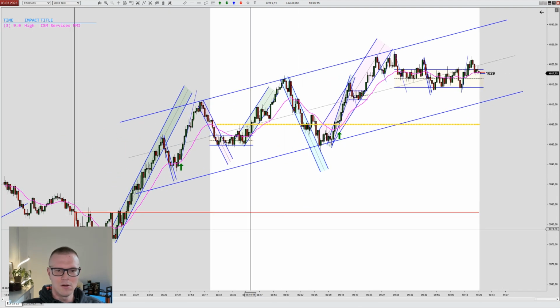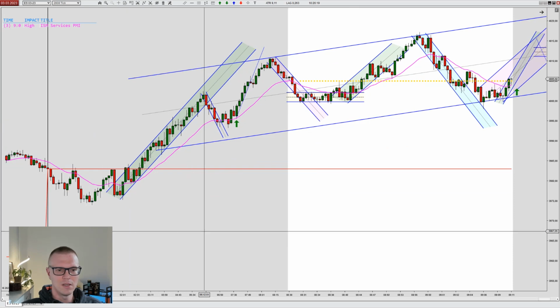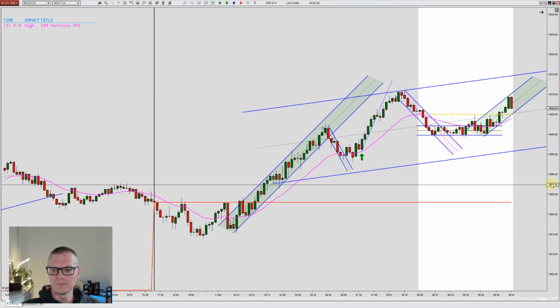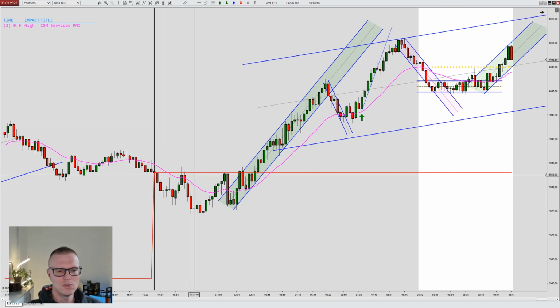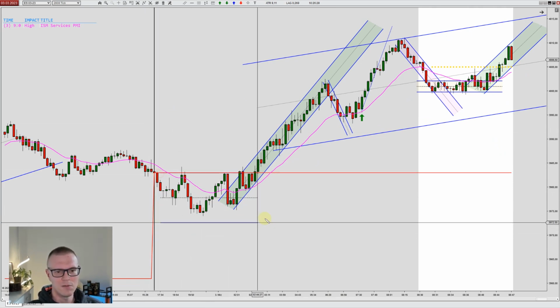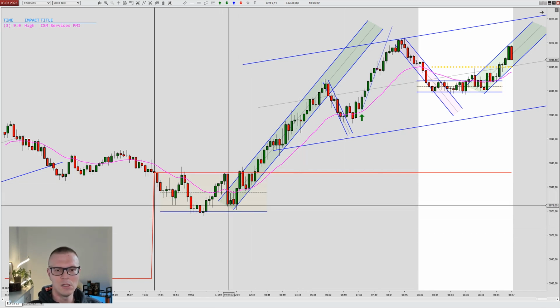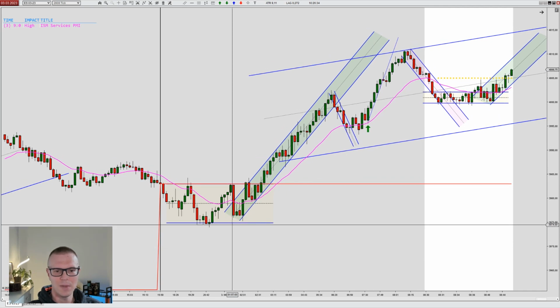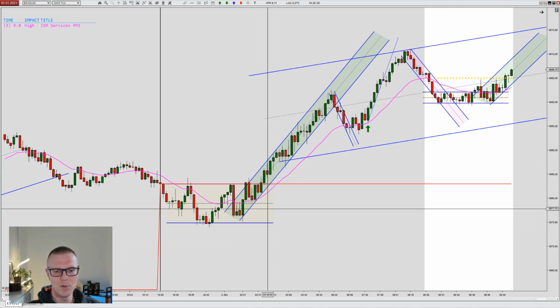Here is the whole chart until this moment, and we are starting from the overnight price action. You can see during the overnight there was not too much price action. There was some little range here, and in the early morning hours we had a huge spike up here. You can see this very strong behavior, these very strong pushes.